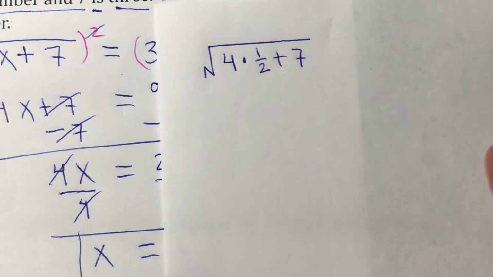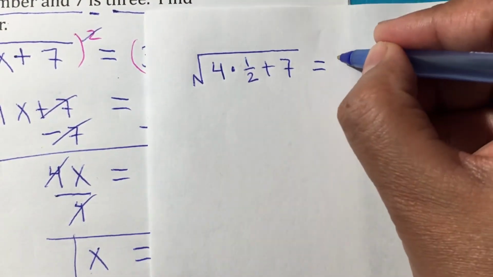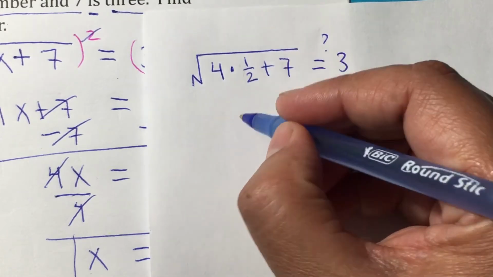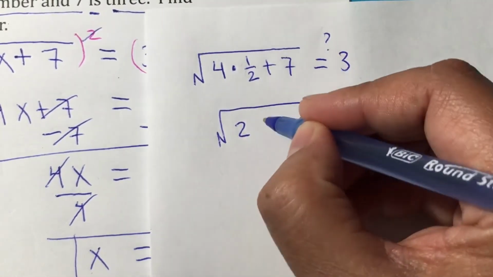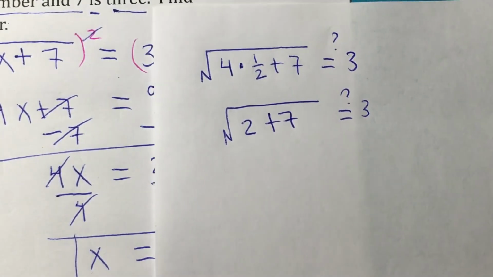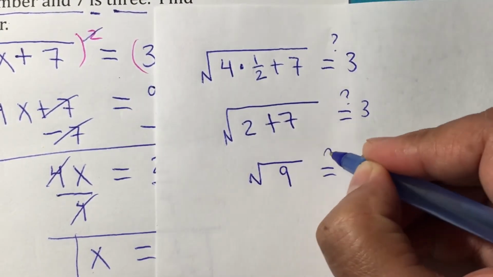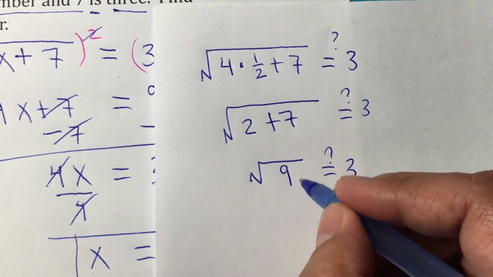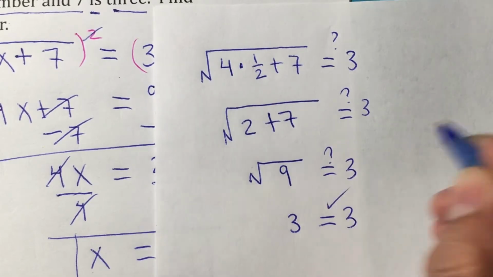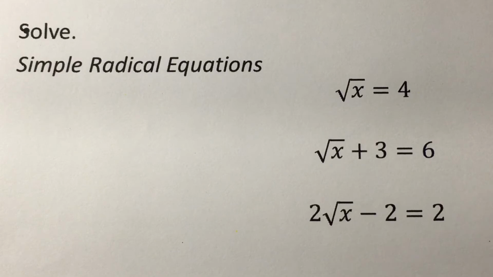And so the square root of 4 times x, but we know that x is 1/2, plus 7, is it equal to 3? And so 4 times 1 is 4, divided by 2 is 2, plus 7, is it equal to 3? Square root of 2 plus 7 is 9. Is it equal to 3? And square root of 9 is 3, which is equal to 3. And we say check.